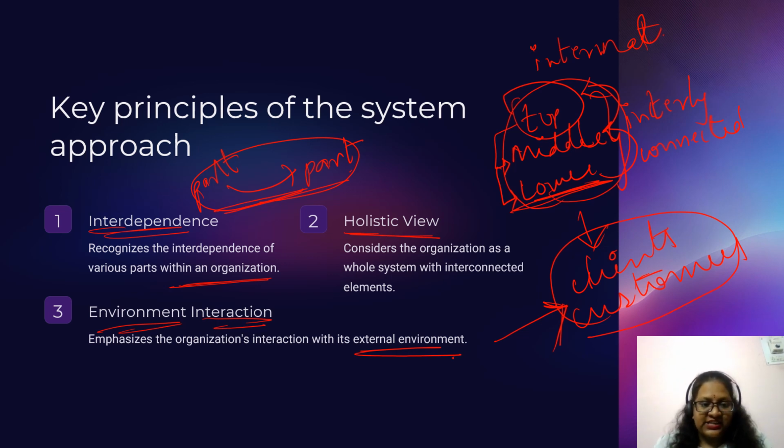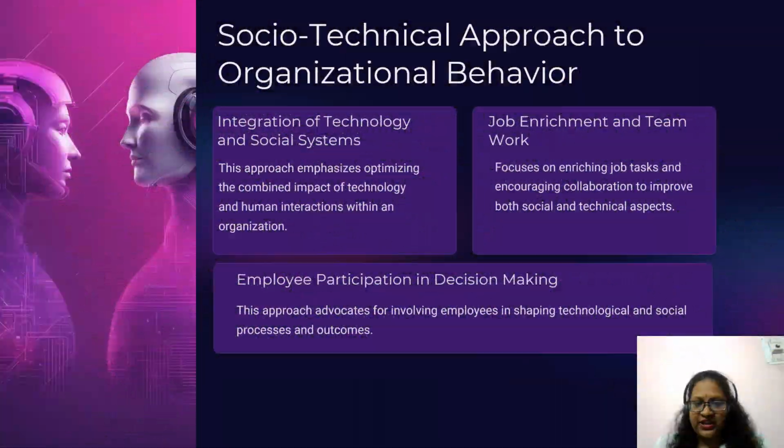Now let's see the next approach, that is the socio-technical approach. What is the socio-technical approach? Here, socio clearly refers to human, and technical refers to the technology term.